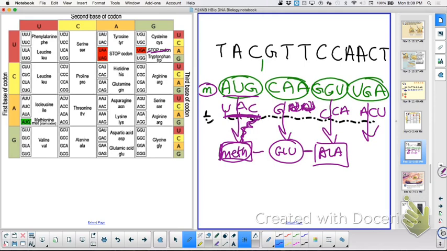Yes? Wait, guys, don't talk over the top because I need to be able to hear. Go. Are we going to, do we need to worry about the codon chart? You don't have to memorize it, but you should know how to use it.